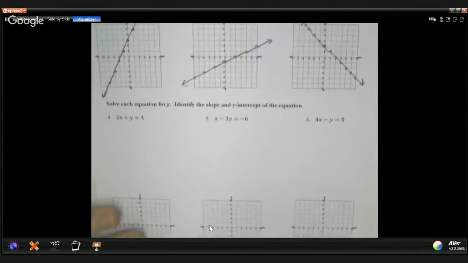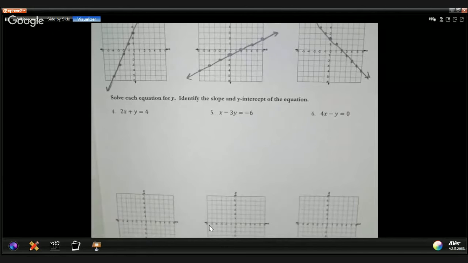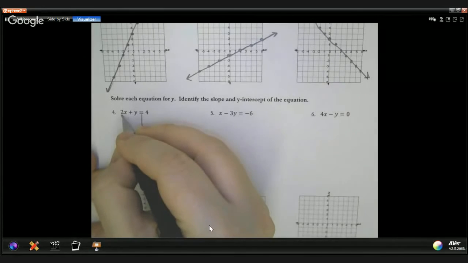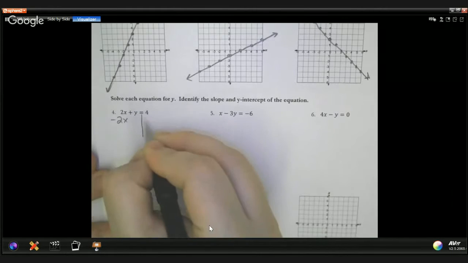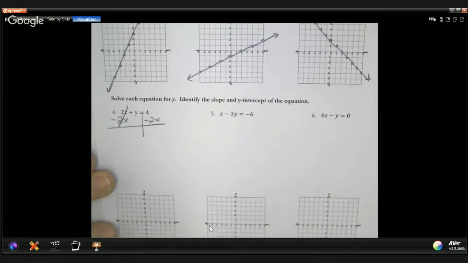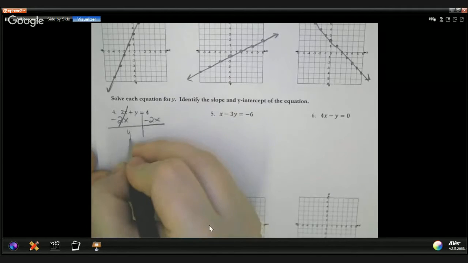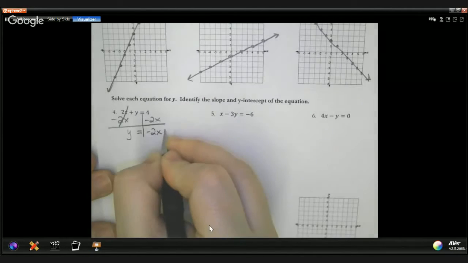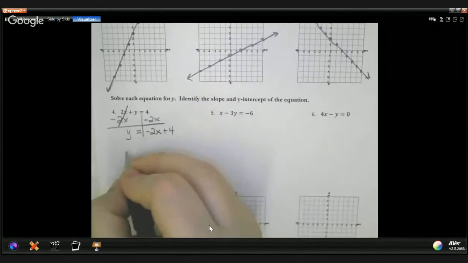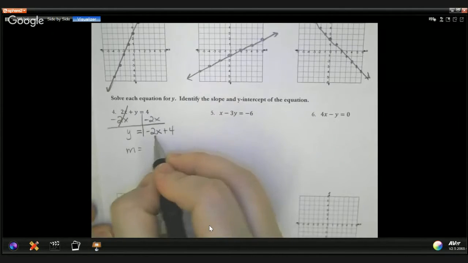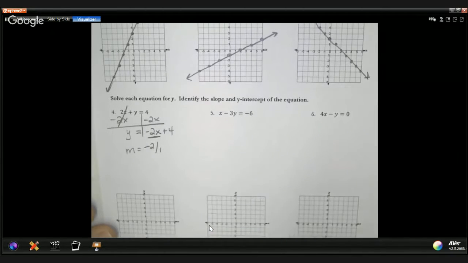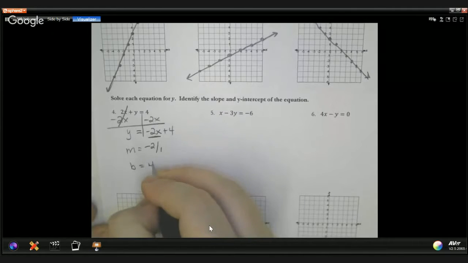All right, so for the next ones, it's a little harder because you have to solve first. So I have to get y by itself, so I need to move this 2x. So I'm going to subtract 2x on both sides. And I get y is equal to -2x plus 4. It's helpful if you keep them in the same order. Sometimes students, when you mix up the orders, you get confused. Remember, your m is next to the x, so it's -2 over 1. And the b is the number by itself.